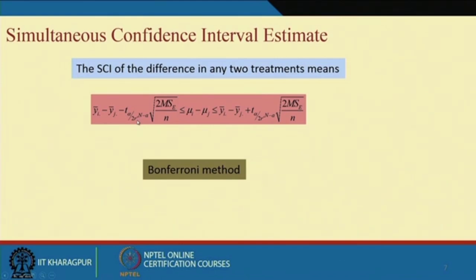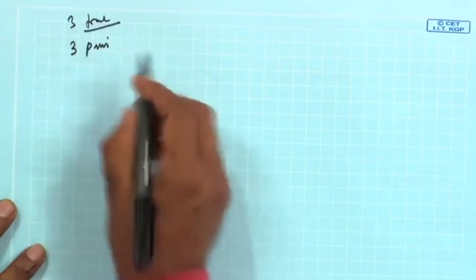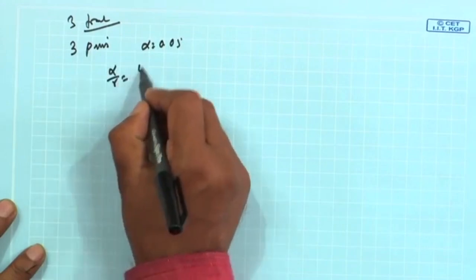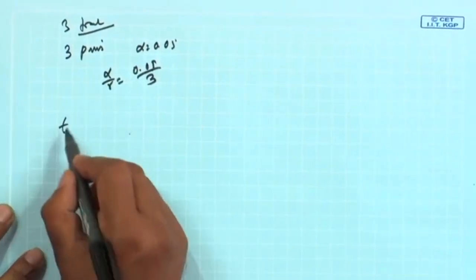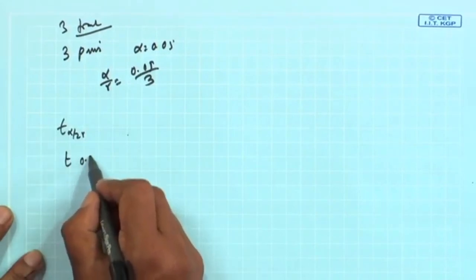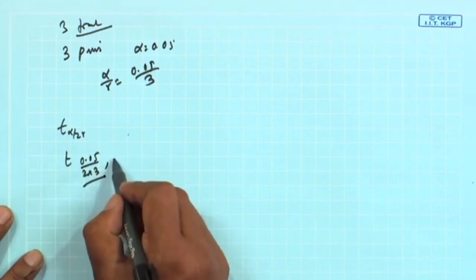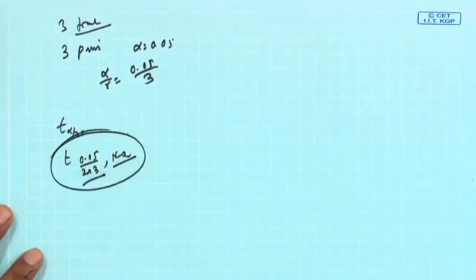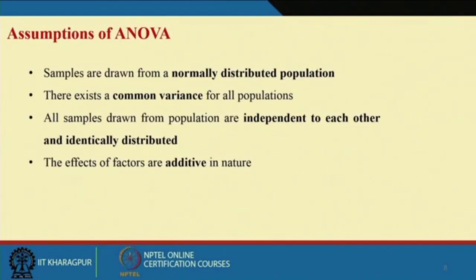So, if I have three pairs or three treatments in the first case, and I choose alpha equal to 0.05, then alpha by r will be 0.05 by 3. Then when I say t alpha by 2r, it will be nothing but t 0.05 by 2 into 3. And also n minus a is the degree of freedom, and you find out from the table what this value is. This approach is known as the Bonferroni approach.